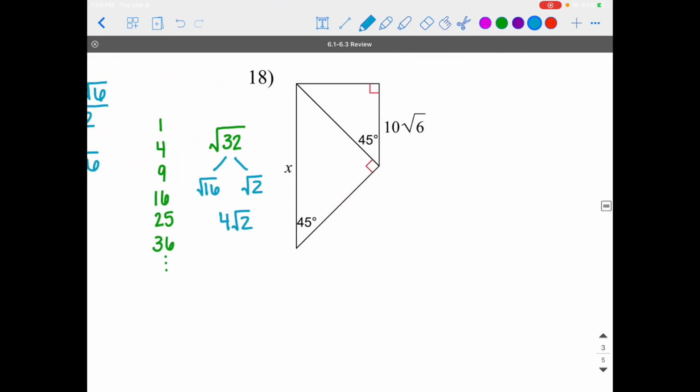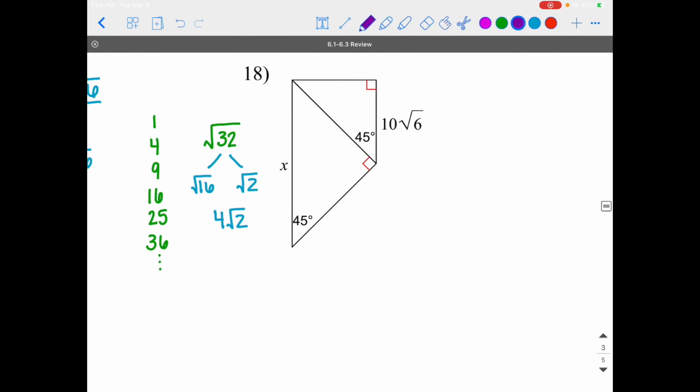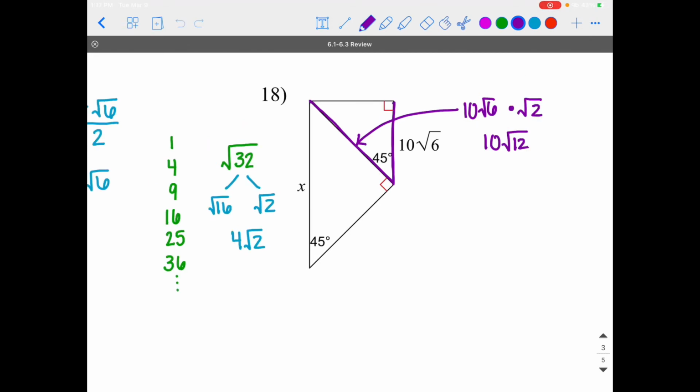So now let's get back to our problem. Number 18, we have a leg that's 10 square root of 6. The hypotenuse is 10 square root of 6 times square root of 2, which is 10 square root of 12. We could simplify square root of 12 now. I think it's easier just to get to the end and wait and simplify it at the end.